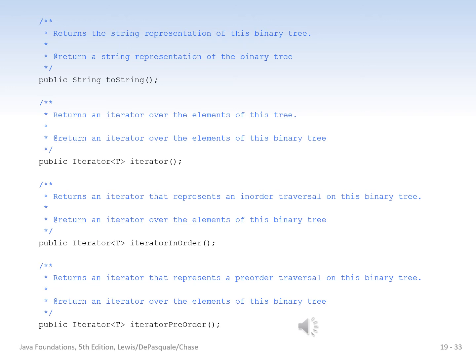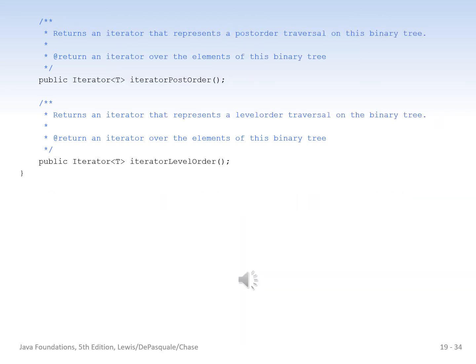And then we have the iterator, which returns an iterator over the elements of this tree. Then we have another iterator for the iterator in order, and one for iterator pre-order. And then finally, we have our last two elements of this interface. That's the iterator post-order and the iterator level order methods, which return an iterator.